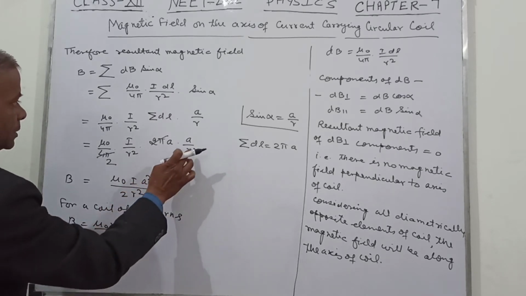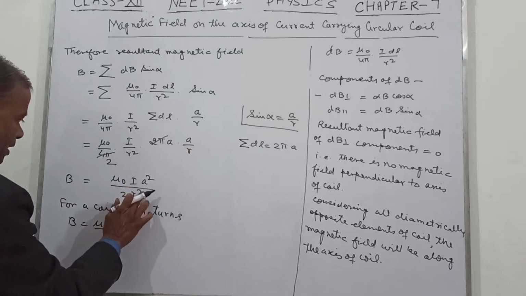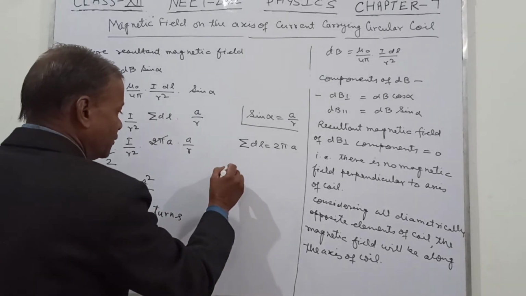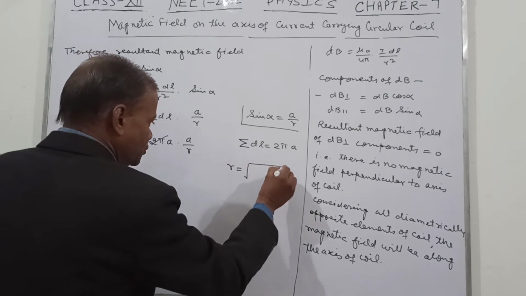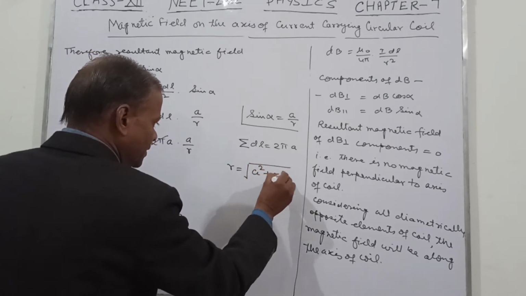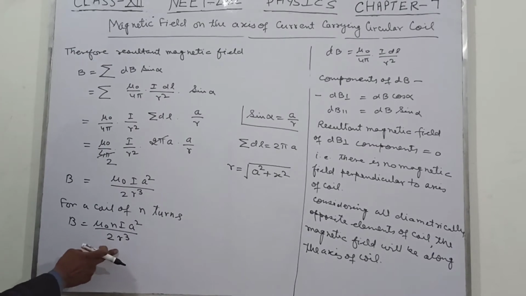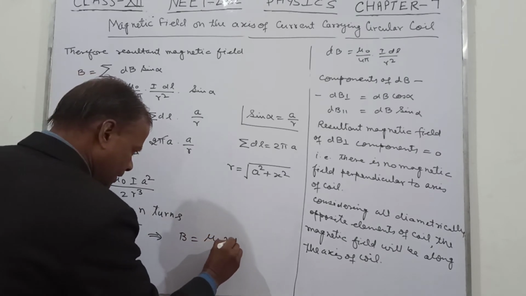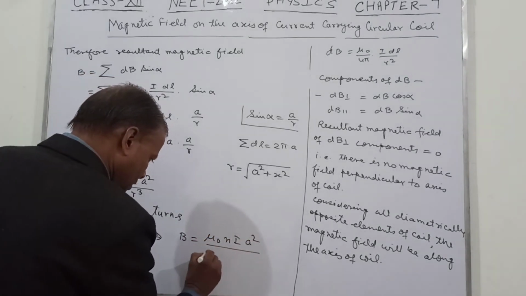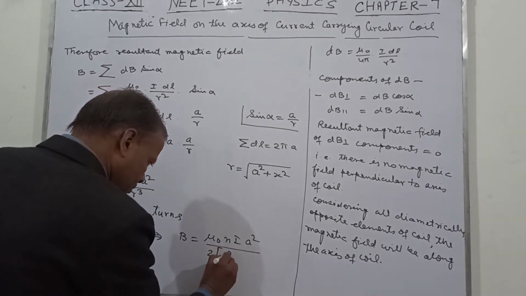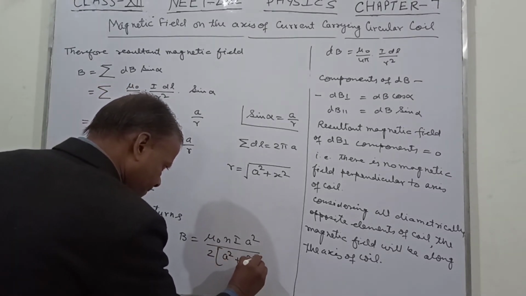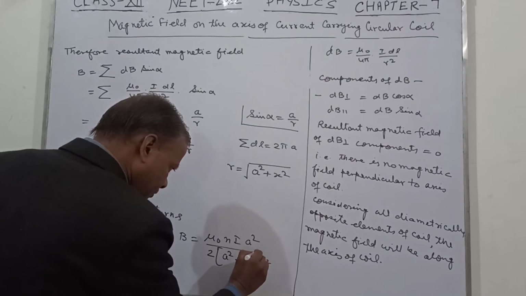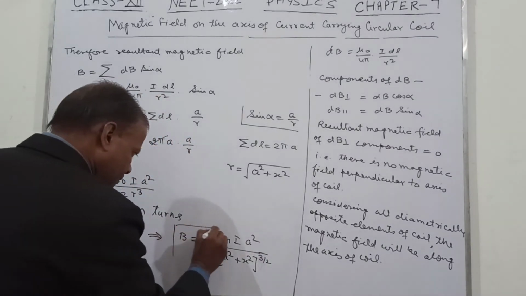This is now a upon r, a upon r, so this is r cube. Now the value of this r is equal to square root of a square plus x square. So you can write down this value here. Then it will give you B equal to mu naught n I a square upon 2 into a square plus x square whole raised to power 3 by 2.